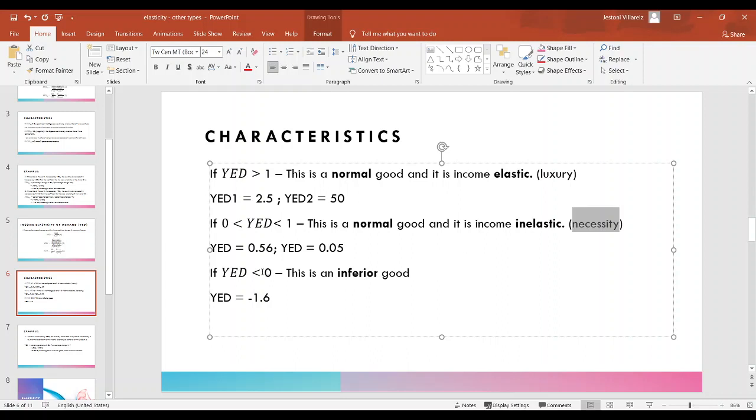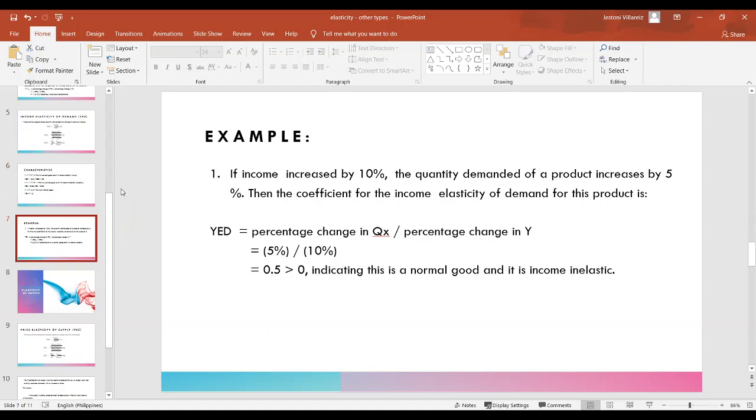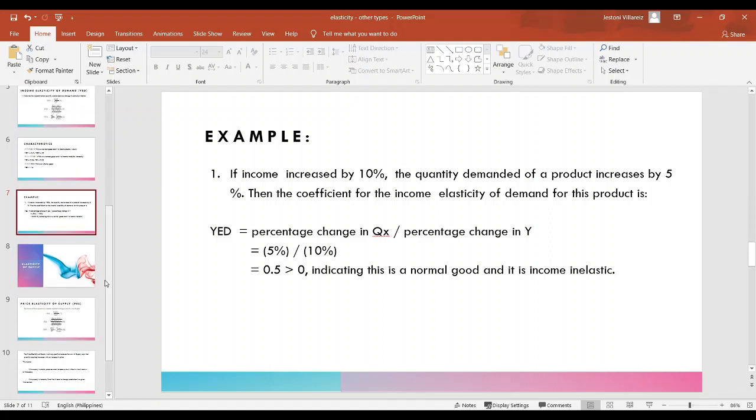However, if your YED is less than 0, it is an inferior good. Let's say -1.6. Meaning that as your income increases, the quantity demanded for this good will decrease. Okay, inferior man siya. So I also have an example here. Don't worry, again, I will post this on the chat room and on K-Hub.